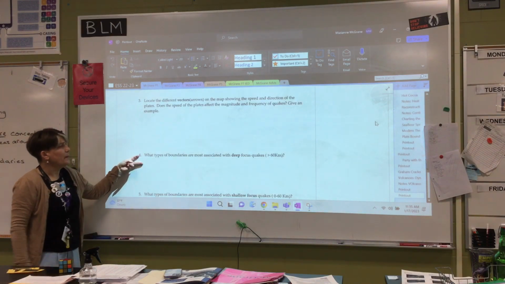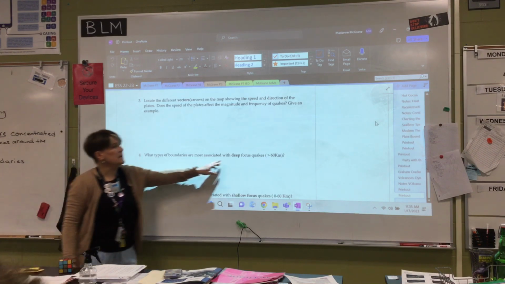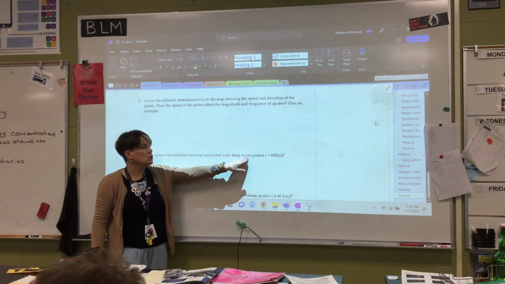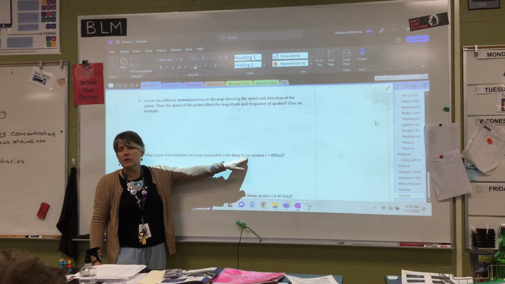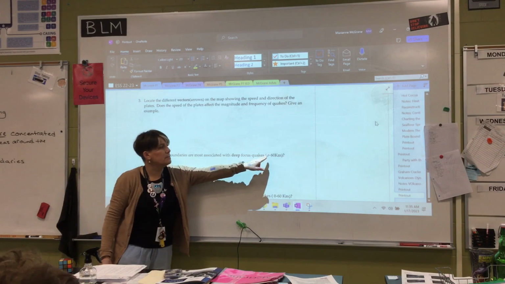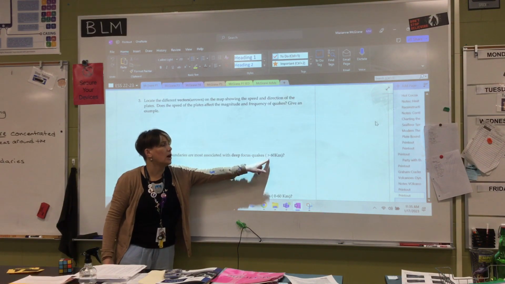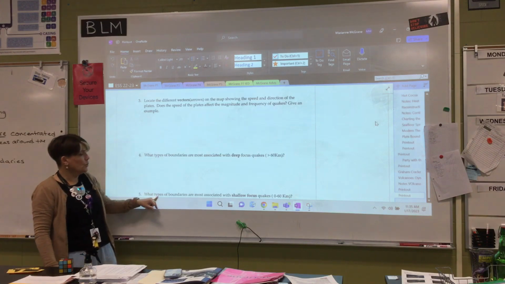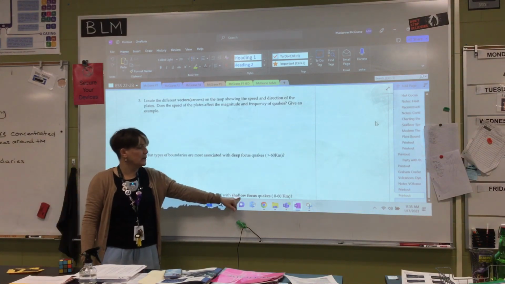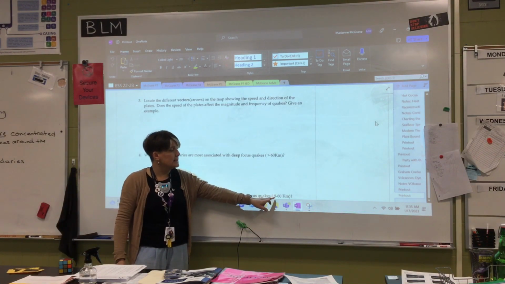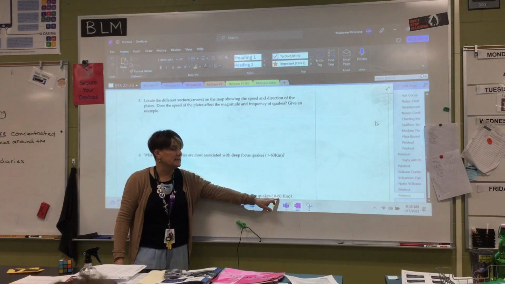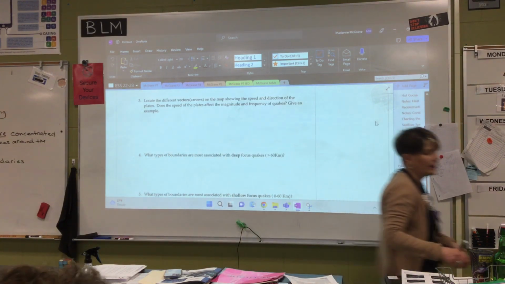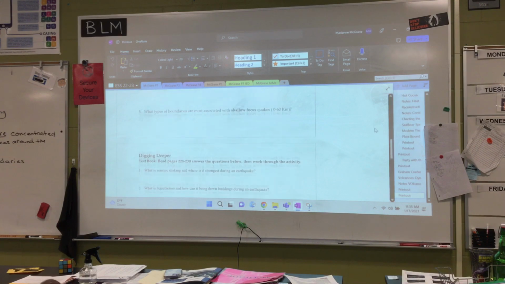And then what types of boundaries are most associated with deep focus quakes? Focus is where the rock broke. So you're going to be looking at the depth here. This means more than 60 kilometers. This one says which boundaries are most associated with shallow focus, meaning 0, right at the surface, to 60 kilometers. That's what that means. All right, let's go ahead and turn the page, please.